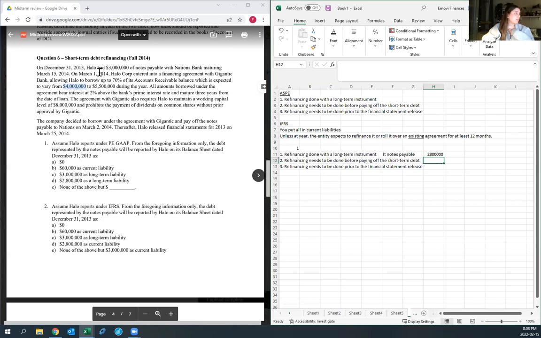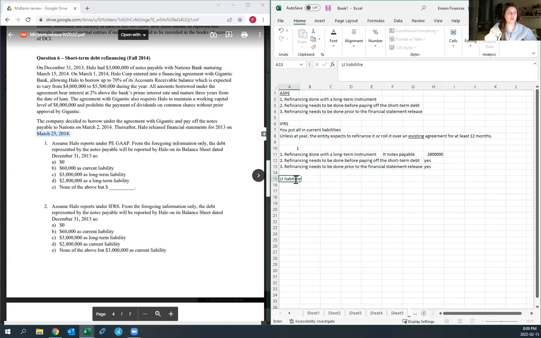It wasn't paid yet. Yeah, there's no payment date. So we're sure that they haven't paid their short-term debt. So that's a yes. And it needs to be done prior to the financial statement release. And that's also yes, because it was done on March 1st, 2014, and the financial statements were released on March 25th. That's yes. So that means that they can put an amount in their long-term liabilities.